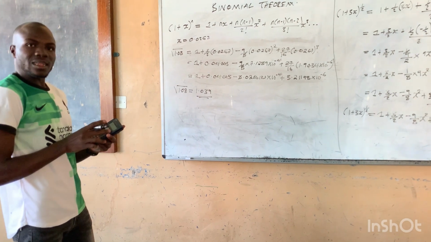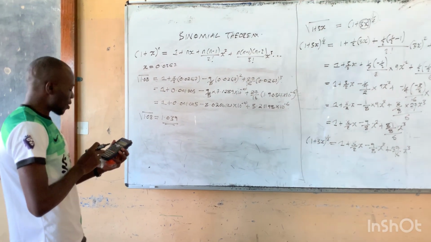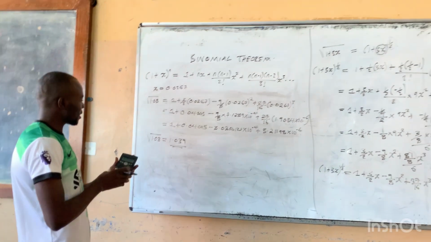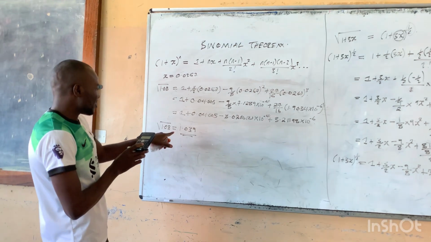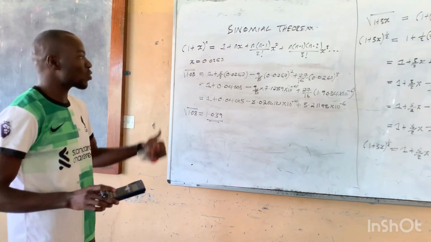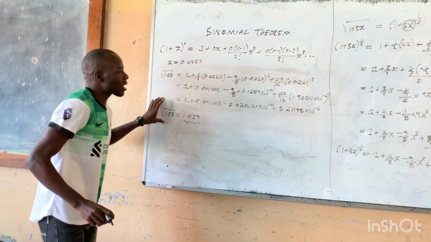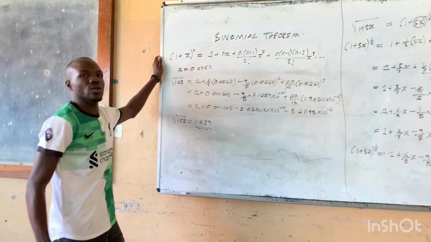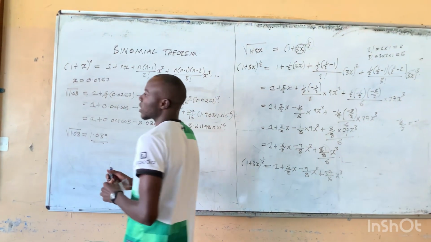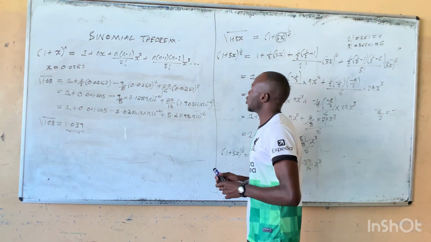Let us try now its own calculator direct. So square root of 1.08 is giving 1.039 and some numbers there. So we are correct. So this is how you find such questions when they ask you. This is basically how you work with binomial theorem. This is how you work with binomial theorem.